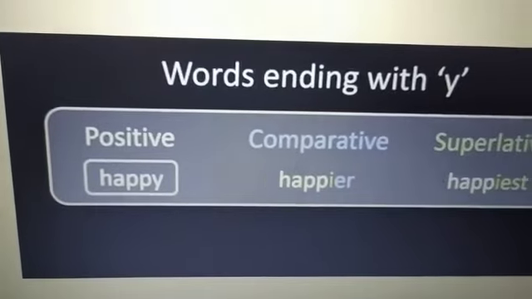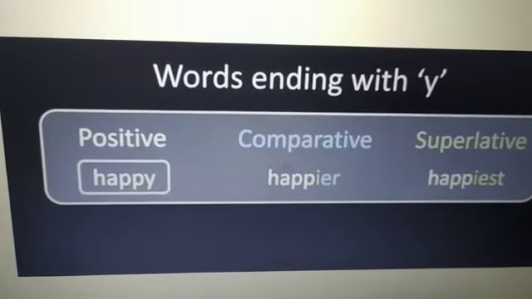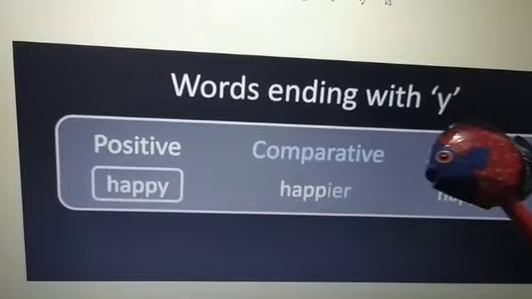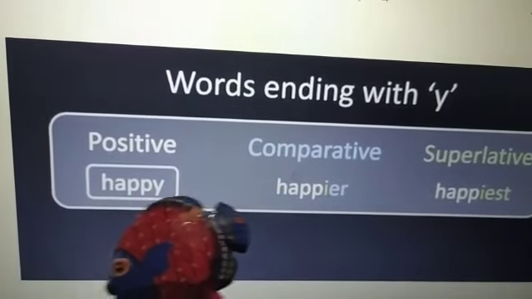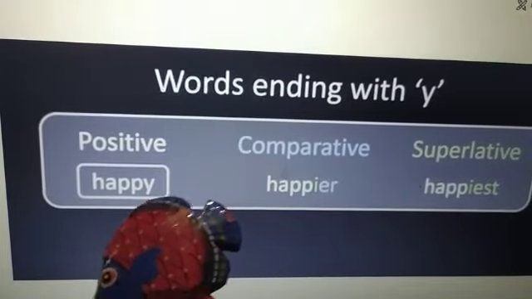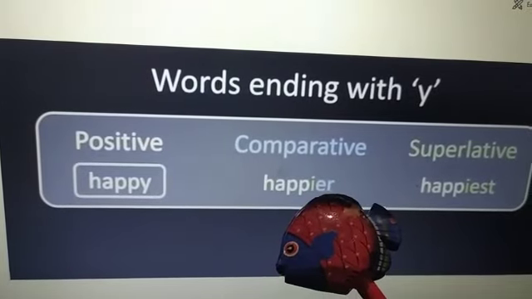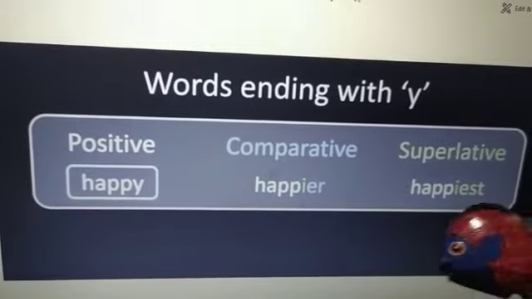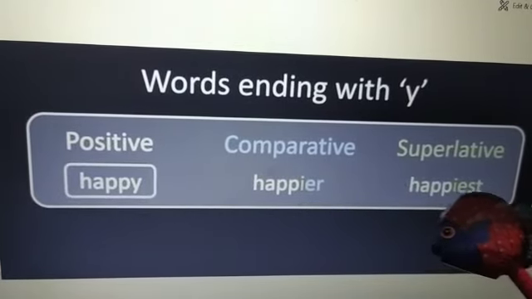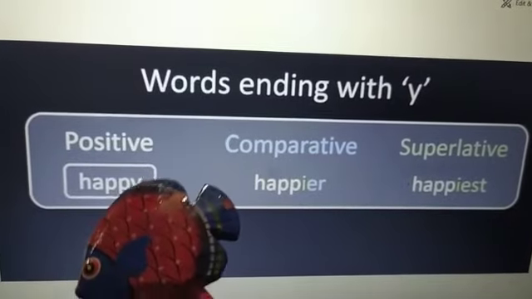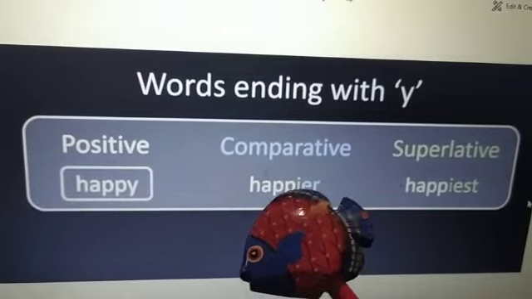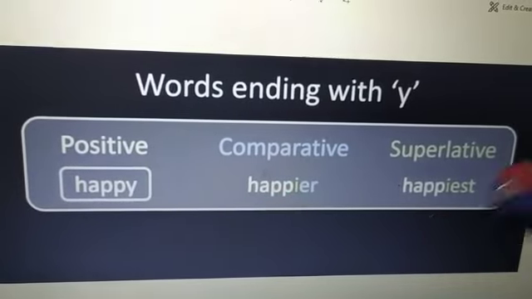Students, with one syllable word ending with Y, positive, it is happy, H-A-P-P-Y. We have changed the Y into I, and then we have added ER: happier. And then Y is again changed into I, and we have added EST: happiest. Always remember, the words which end with Y, we change the Y into I, then we add ER and EST.